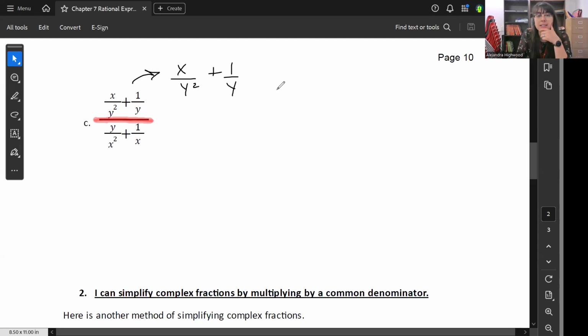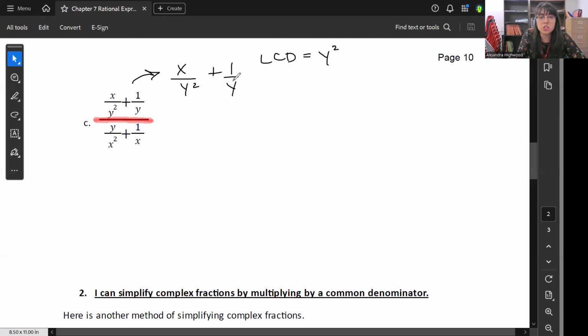Okay. I'm back to adding rational expressions. Same rules as adding fractions. I got to identify my least common denominator. It would help if my denominators are factored, which they already are. Y squared is y times y. Y is y. The least common denominator is y times y, or y squared.